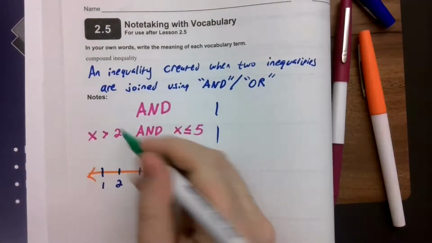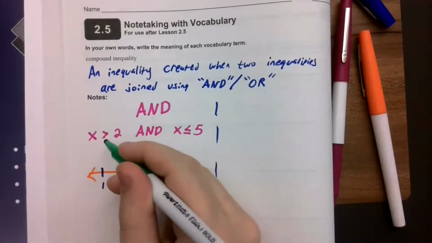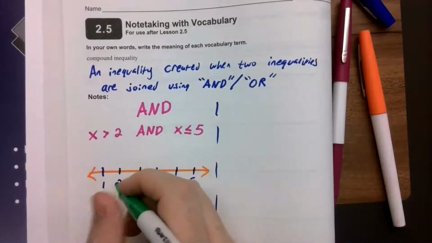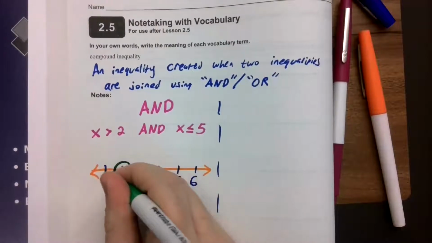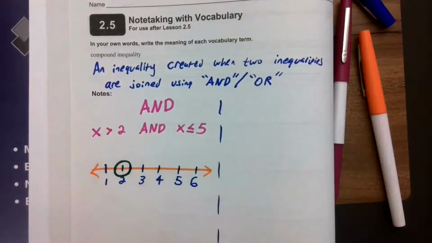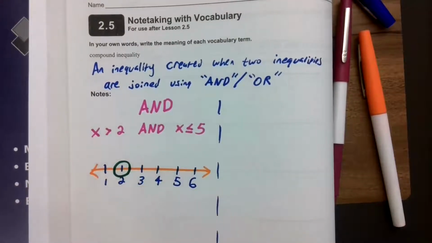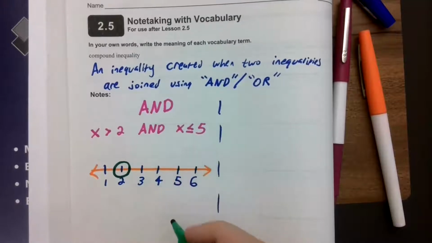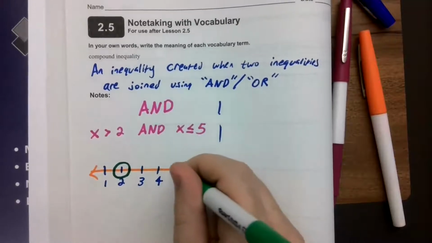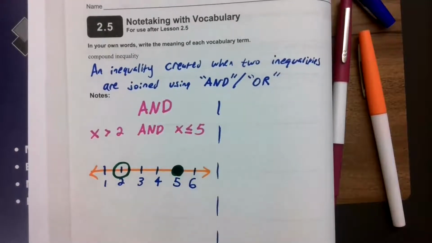Well, if we look at this first inequality, 2 is our endpoint. Should it be an open circle or a closed circle? Well, it should be an open circle. The rule is if it doesn't have an equals bar underneath, we want it to be an open circle because x can't equal 2. It's just bigger than 2. What about this one? Well, we're going to have an endpoint at 5. And it's going to be a closed circle because it does have the bar.